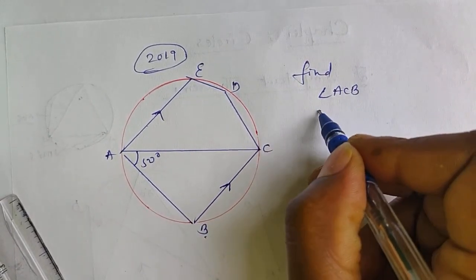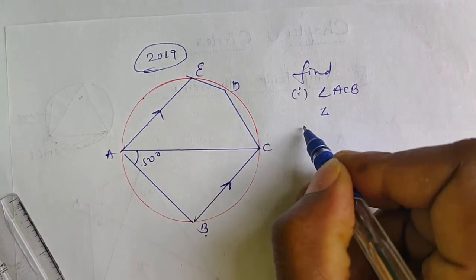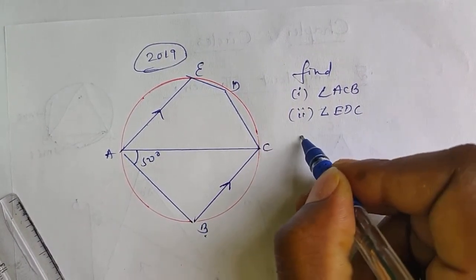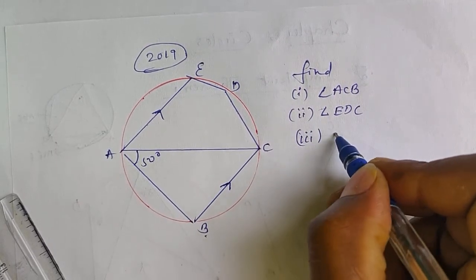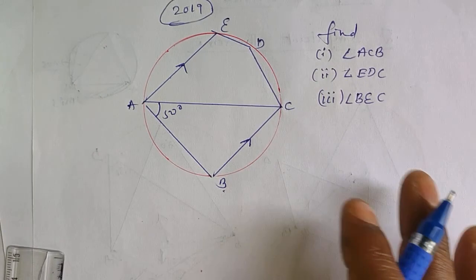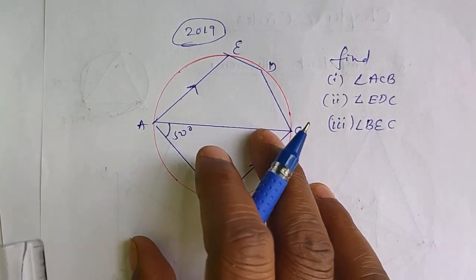angle ACB. ACB should be found first. Use the sub questions while answering. Don't forget to write the sub question. If you don't write the sub question numbers, there is a chance of losing marks from your side. This is the problem figure from 2019.